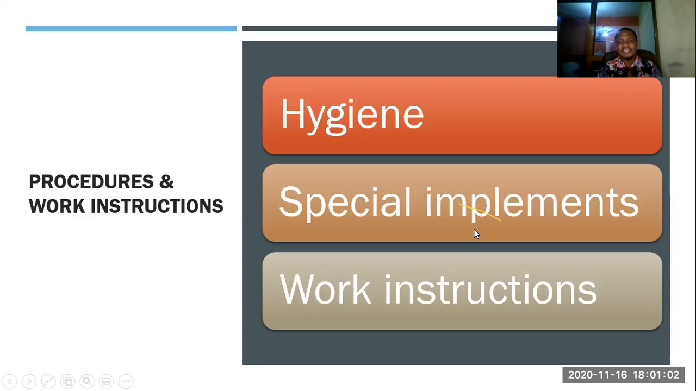That will be enough. Then work instructions. So Global Gap is expecting workers to be instructed on specific things they should be doing. For example, when it comes to hand washing, okay, how should workers wash their hands?